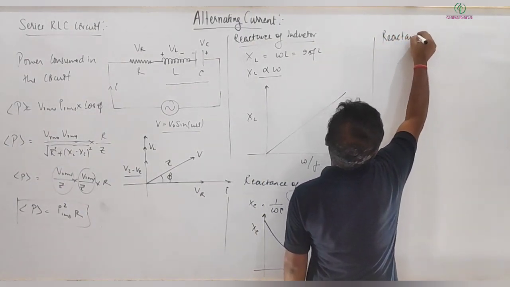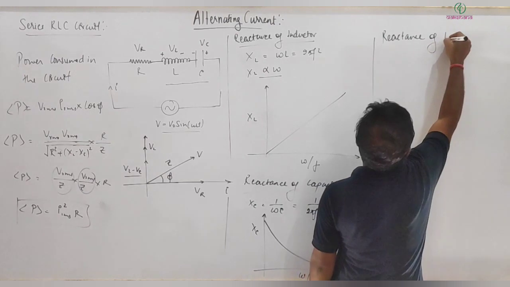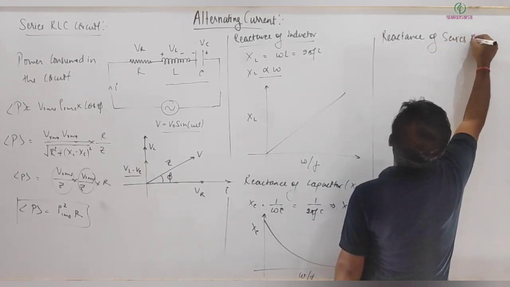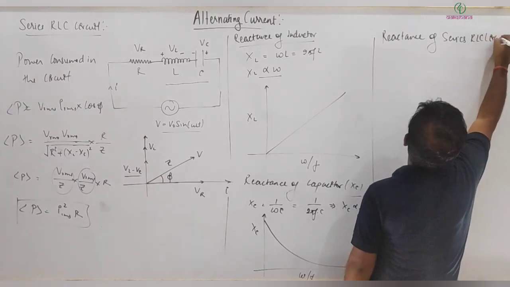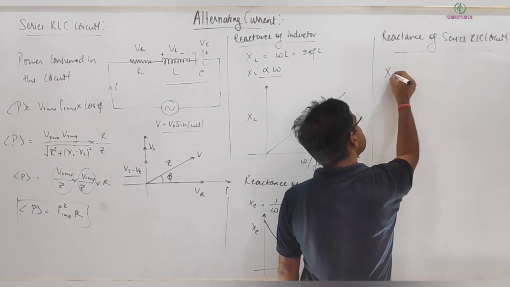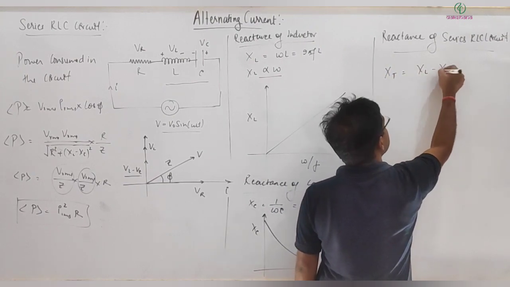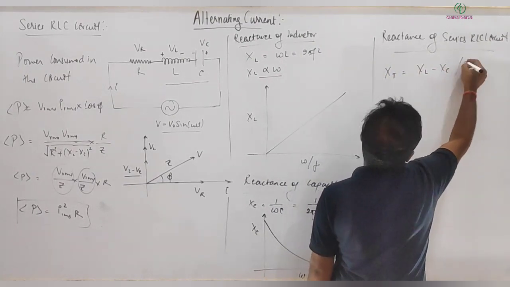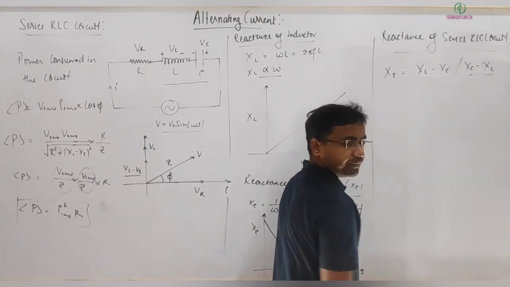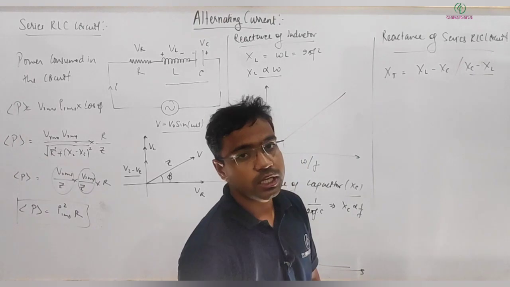Reactance of a series RLC circuit. So that will be equal to what? X_T is equal to X_L minus X_C, or you can write X_C minus X_L also. Either way, depending on which one is greater.